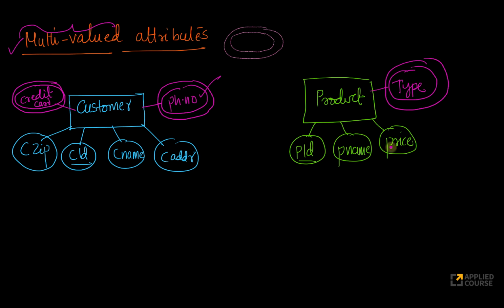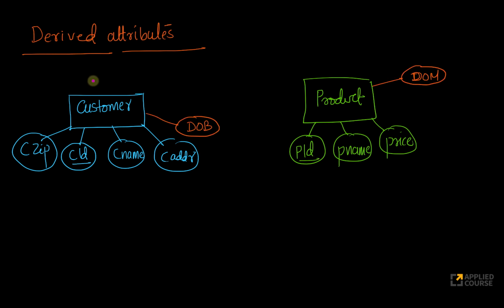Okay, so this is one way. Again, this is not the only way. This is one way of understanding multi-valued attributes. Now, similarly, there is another very interesting concept called derived attributes. What are derived attributes here?